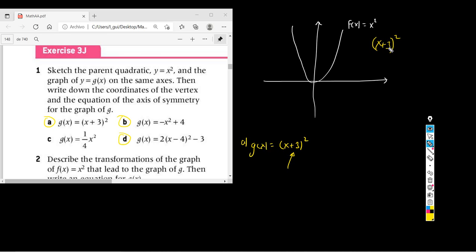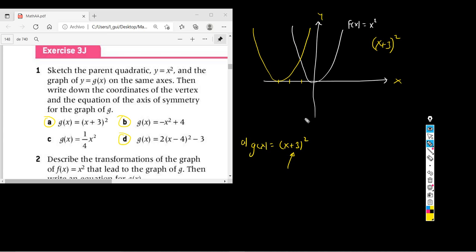And you know that when you add or subtract values to the input, what you get is a translation in the horizontal axis. When you add a positive number, the translation is 3 units to the left. So basically, g is going to look the same as f, but displaced 3 units to the left, according to this transformation right here. That's it.